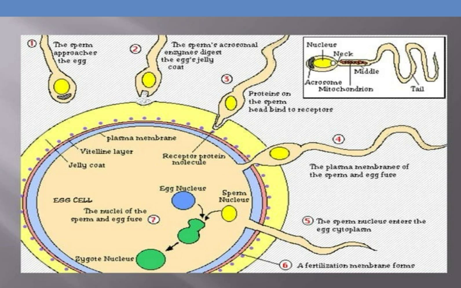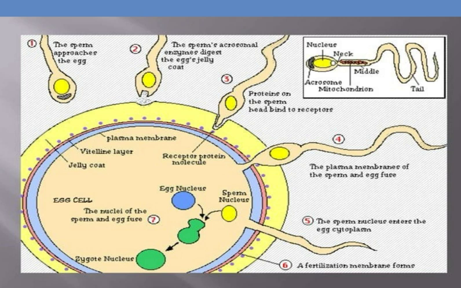Now about sex determination, we know that the father or male determines the sex of a child. That is, if the sperm carries a Y chromosome, the child will be a male baby, or if the sperm carries an X chromosome, the child will be a girl or female baby.